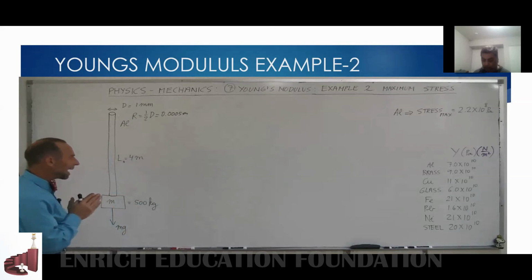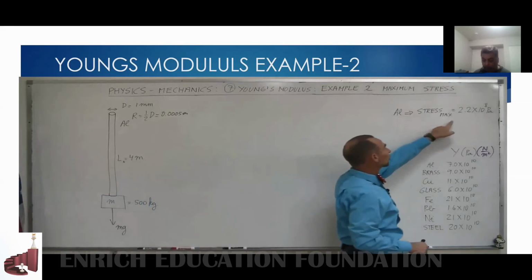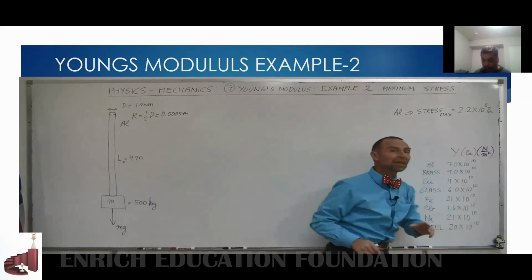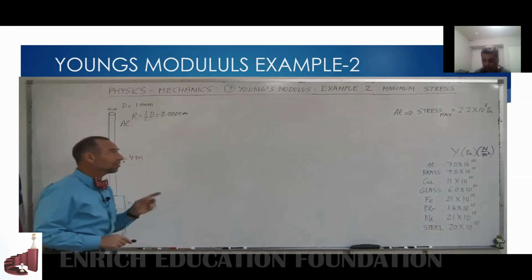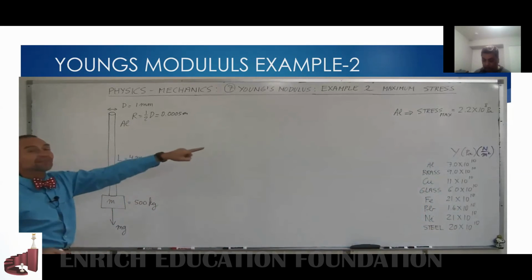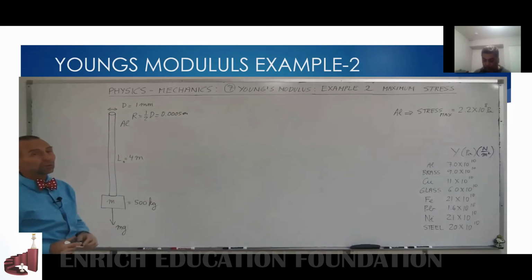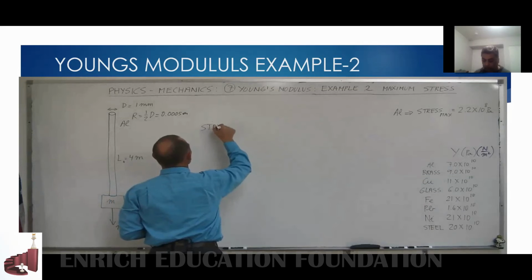Because every material has what we would call a maximum stress. And for aluminum, the maximum stress is 2.2 times 10 to the 8 pascals, or newtons per square meter. So, let's see if the stress that this mass would put on this wire exceeds the maximum stress. If it does, the wire will break. So let's calculate the stress in this situation.